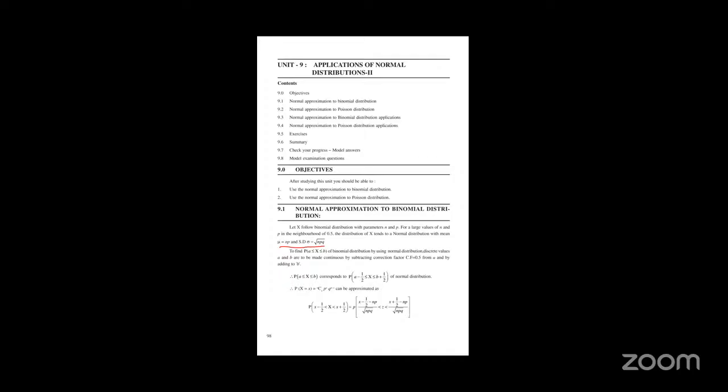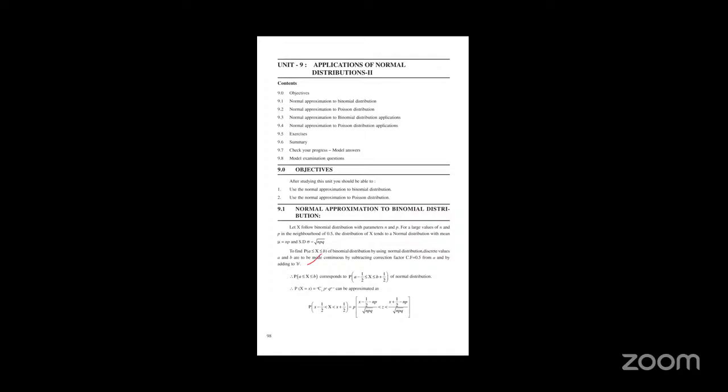Now, to find the probability of a less than X less than b of a binomial distribution, we are using the normal distribution. The discrete values a and b are to be made continuous by applying correction factors. The correction factor is 0.5. We subtract it from a and add it to b.